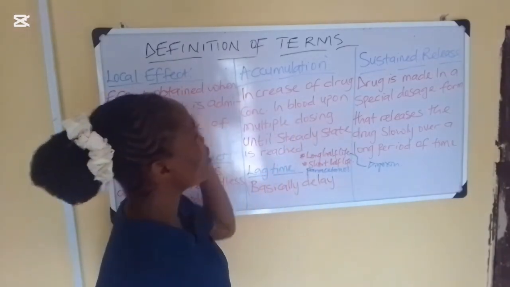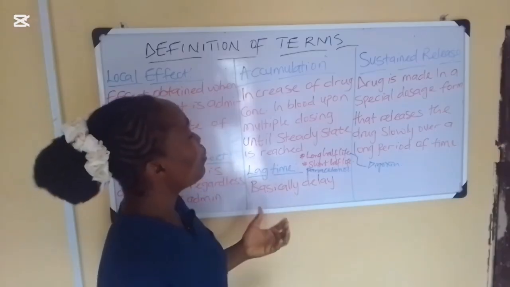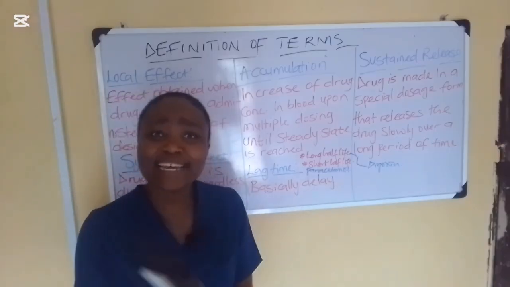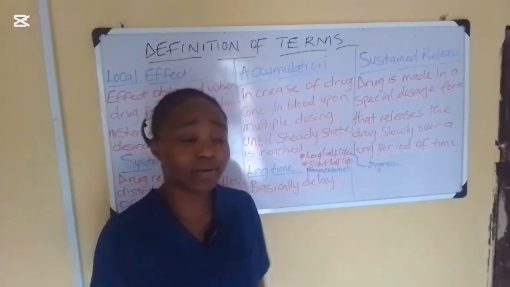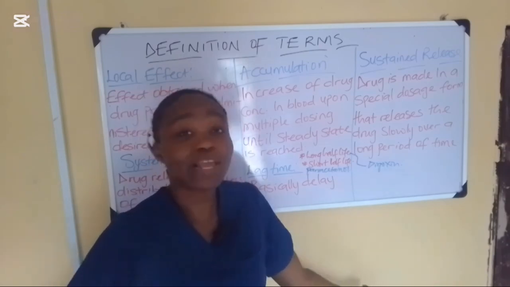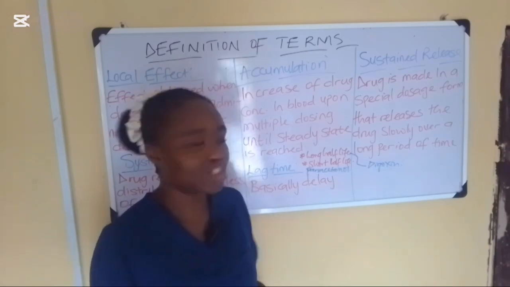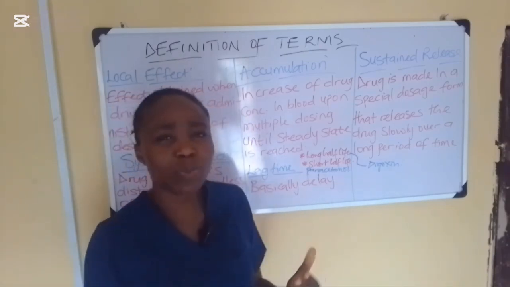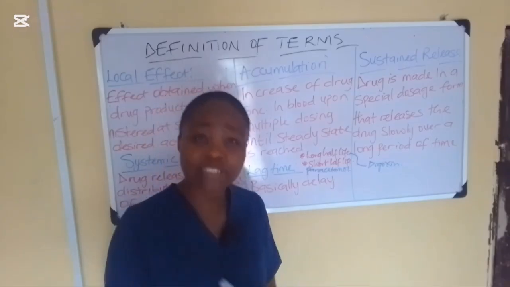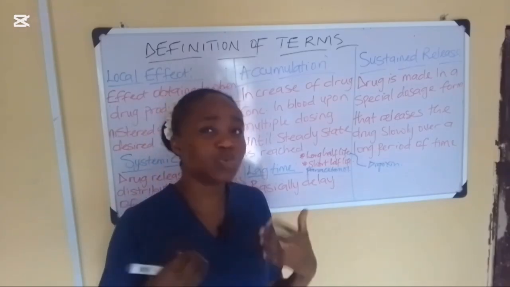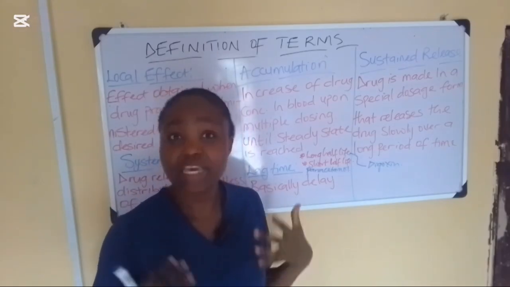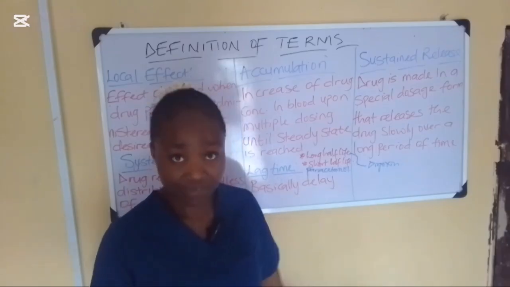This is the increase of drug concentration in blood upon multiple dosing until a steady state, until we get to the state where the body is like, okay, this looks like we can work with this to effect this change. Now, accumulation is when the drug is continuously administered upon multiple dosing until we get to the point where the body can work with what we have available.